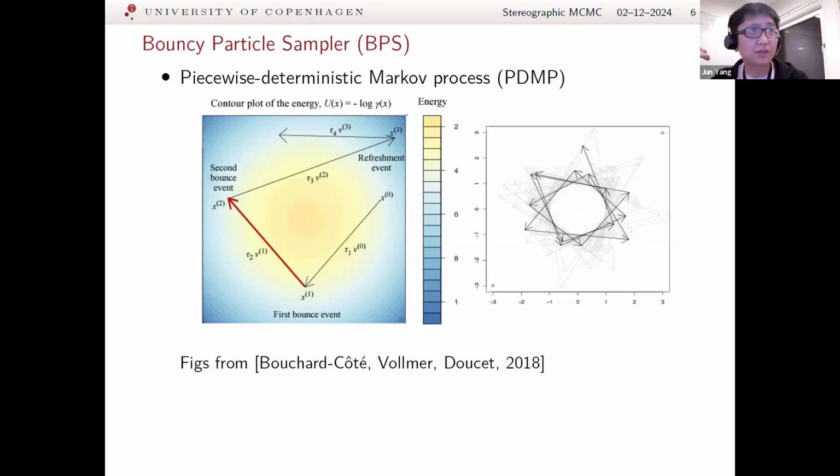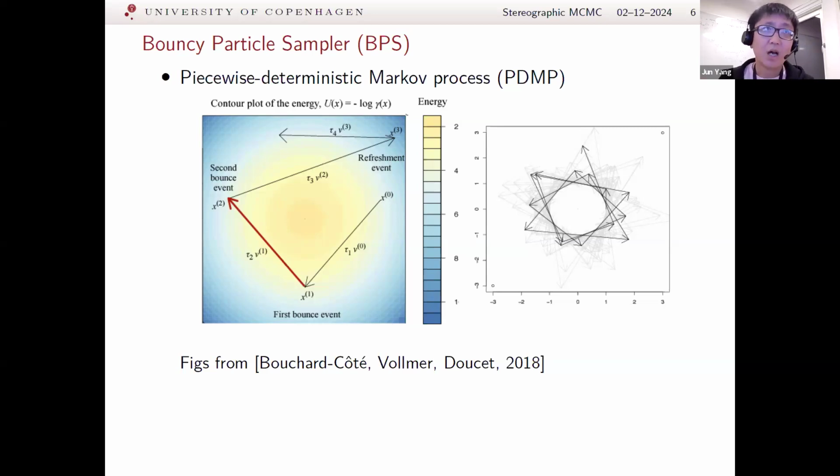Imagine there's an initial state location for the particle called x0. And we also have an initial velocity. In this talk, I will only consider unit speed, so the velocity is basically about the direction. With the initial location and the initial direction, these two uniquely determine a straight line in the state space. So the particle just moves along this straight line with unit speed until one of two types of events occurs.